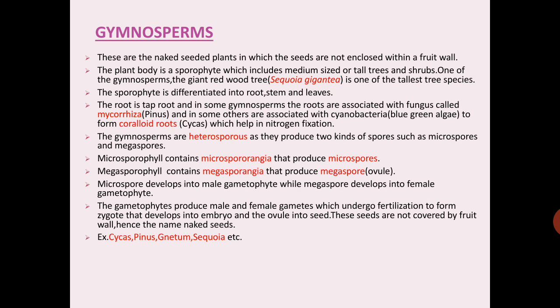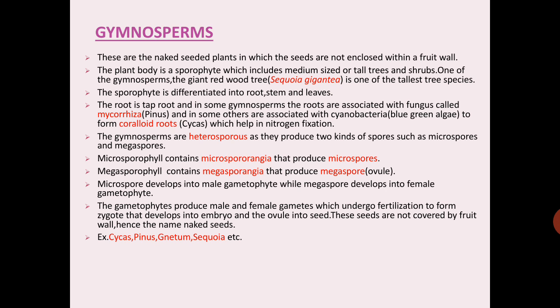These are called naked seeded plants because the seeds are not enclosed within a fruit wall. The plant body here is a sporophyte, which includes medium sized or tall trees and shrubs. One of the gymnosperms, the giant redwood tree, Sequoia gigantea, is one of the tallest tree species. The sporophyte is differentiated into root, stem, and leaves.